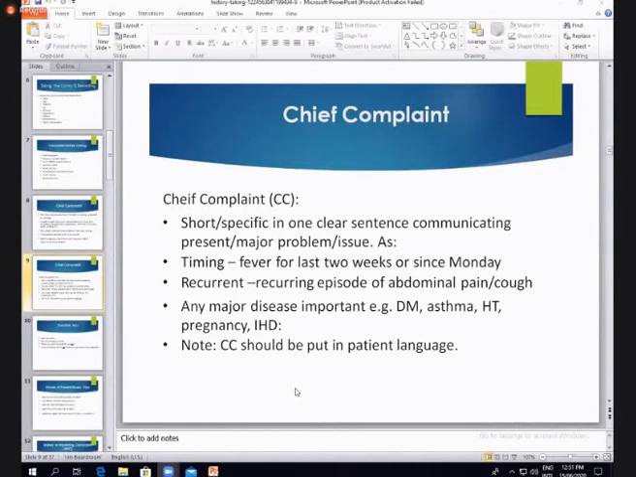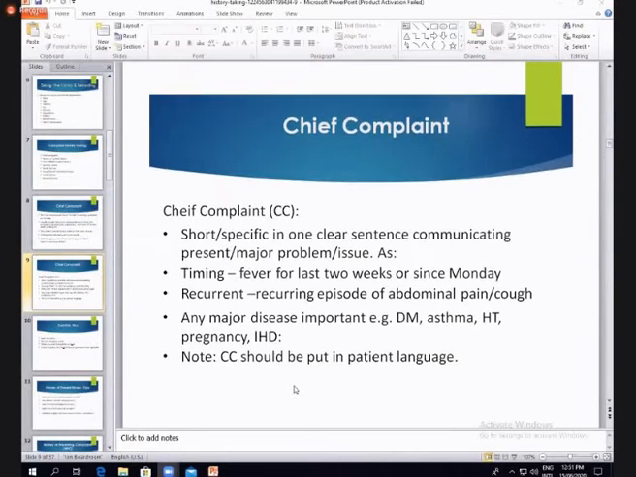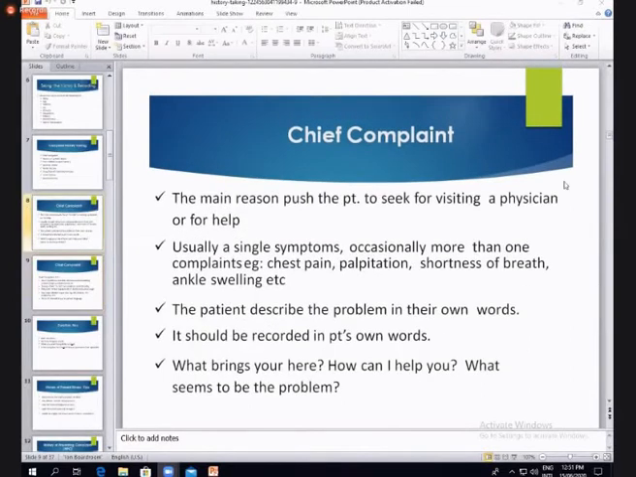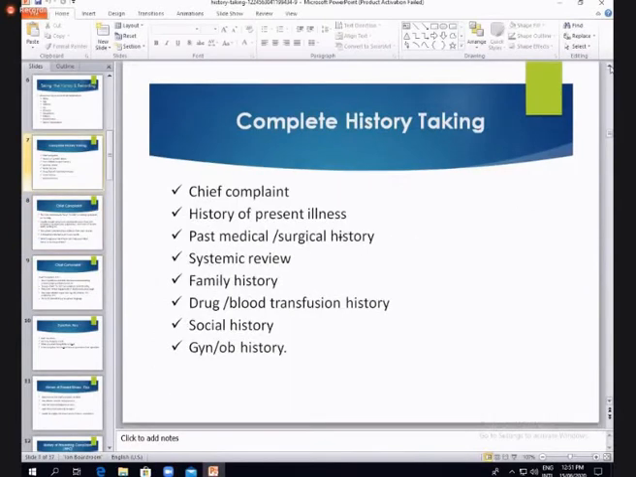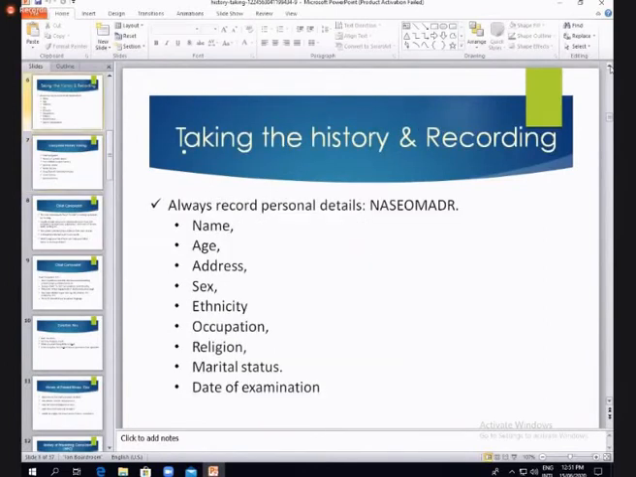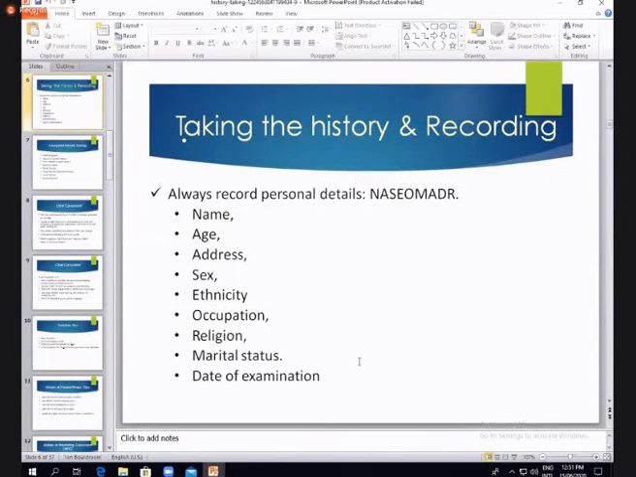Let us go back to the chief complaint, but I would like to go through a quick review of our previous slide, taking the history and recording history. So always record the personal details. You need to know the name, age, sex, gender, ethnicity, occupation, religion, marital status, and date of examination. Please bear with me. I'm going to be a little bit quick now because we are getting short of time, and I've got a long lecture to give.